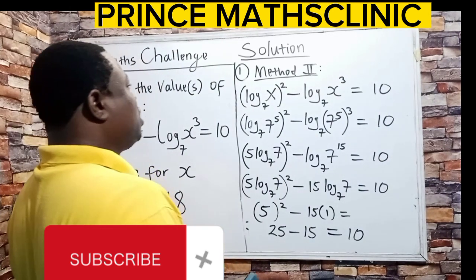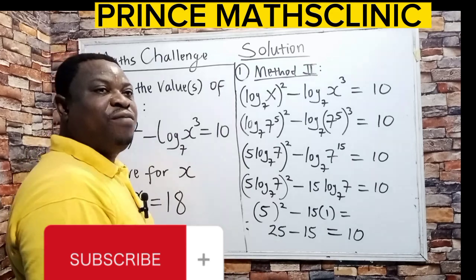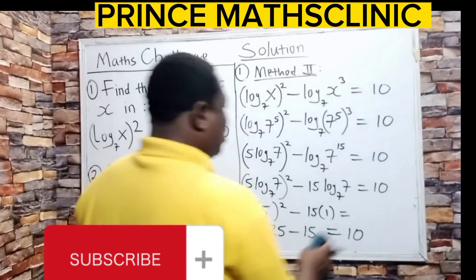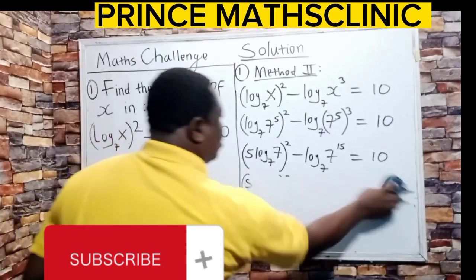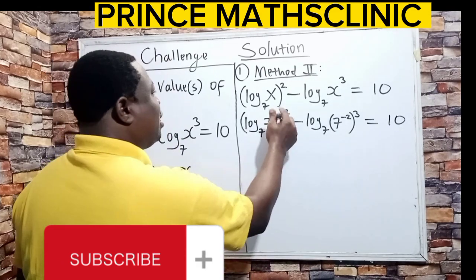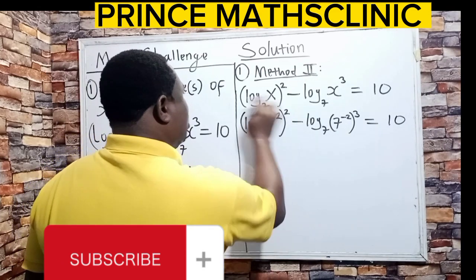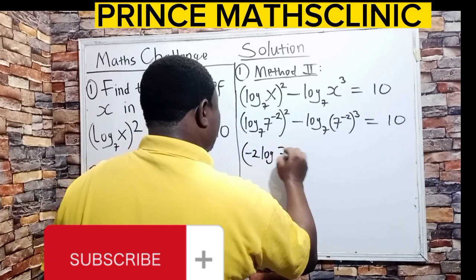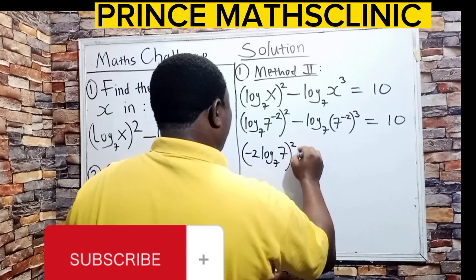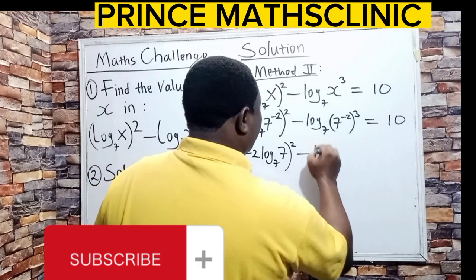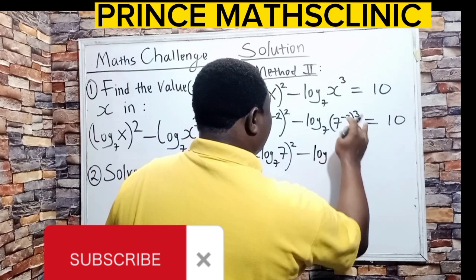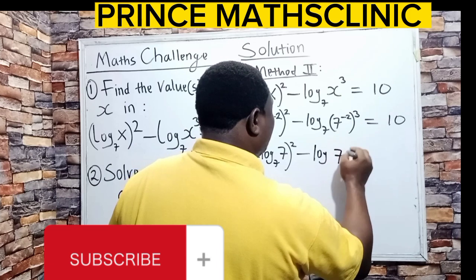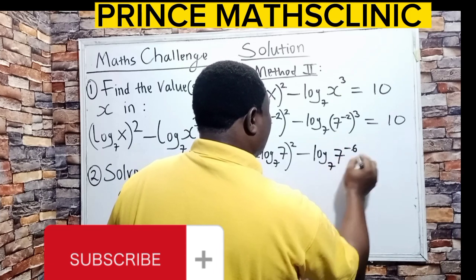Then let me also put in 7 to the power of negative 2 to also see if that value is correct. This is within the bracket. This is minus 2 within the bracket. So move it, say minus 2 log 7 base 7 squared minus log. This will multiply, this becomes 7 to the power of negative 6.